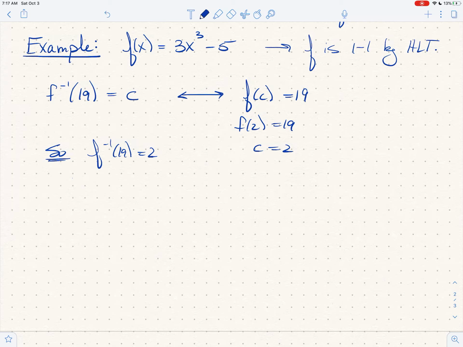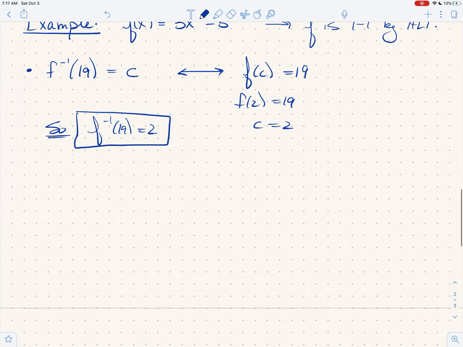Now, why did I do that? I wanted you to realize that you can compute values of the inverse function without actually having the full-blown formula. I was able to figure out what f inverse of 19 was without having the full-blown formula. Now, let's find the full-blown formula. So how do you do it? If we want to find the general formula for f inverse of x, what do we do?